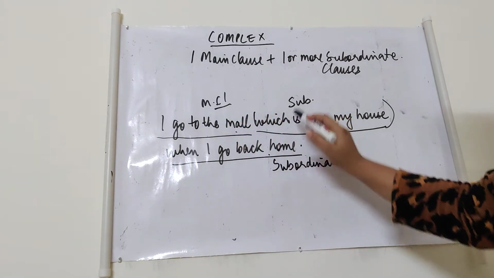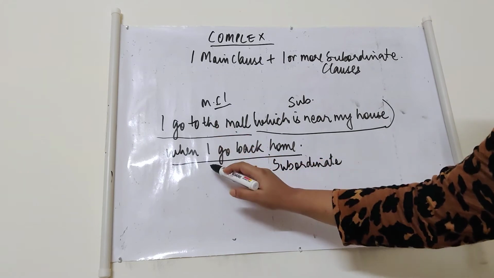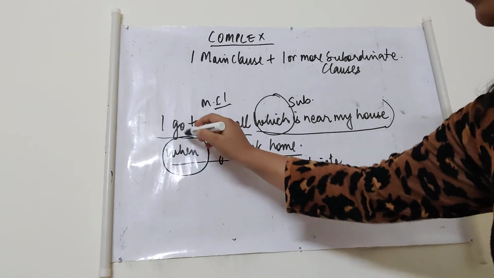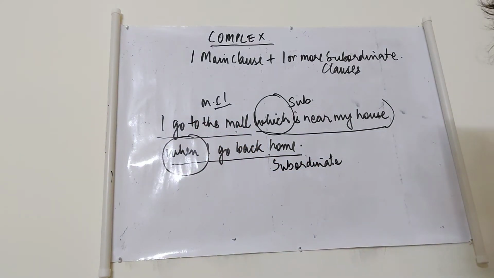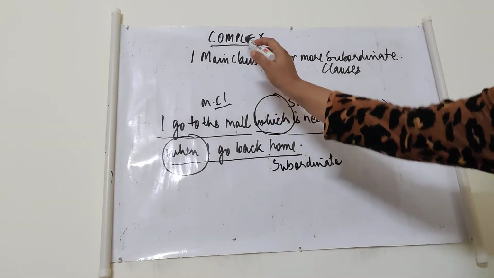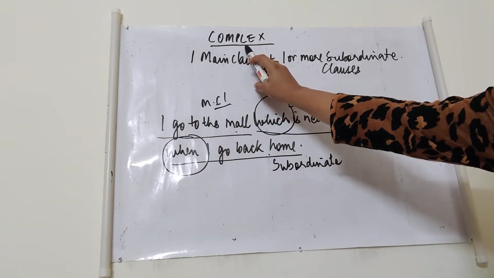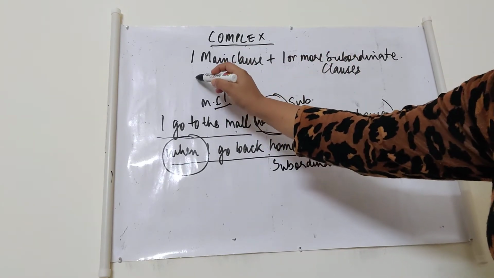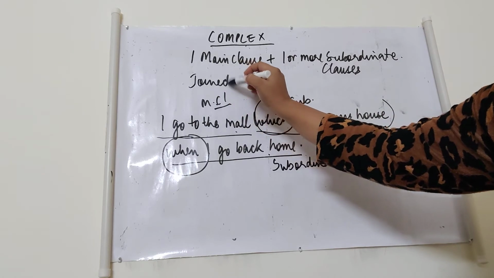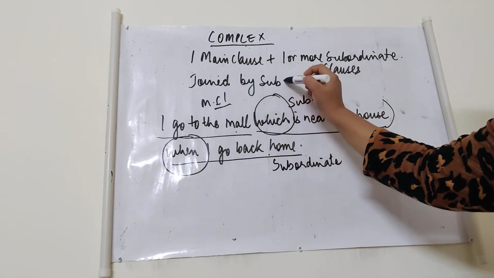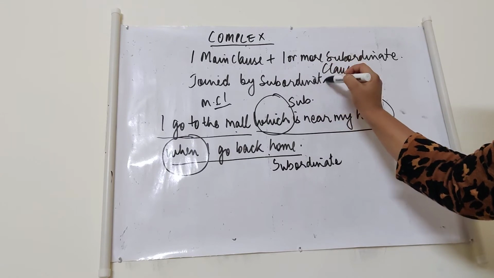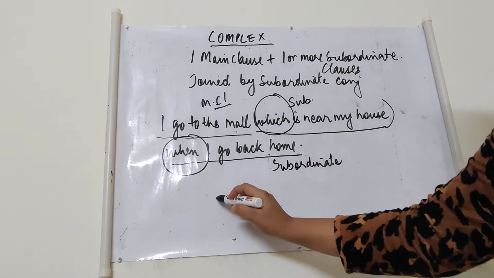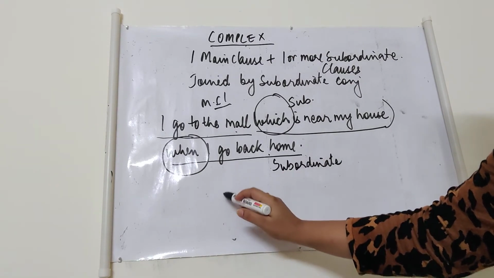Now these two subordinate clauses are joined to the main sentence by subordinating conjunctions like which, when, once, while. All these are subordinating conjunctions. So another characteristic of complex sentences is that the subordinate clauses are joined by subordinating conjunctions.